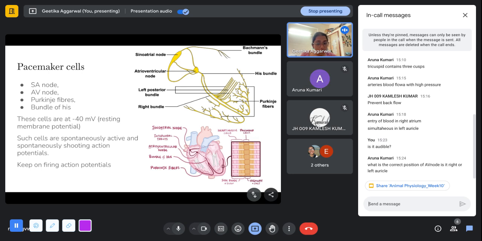Is it the right or the left auricle? It's actually in the right auricle, in the right atrium.